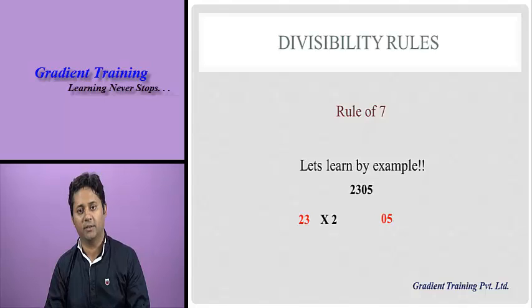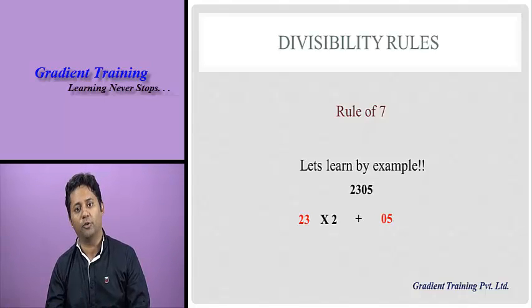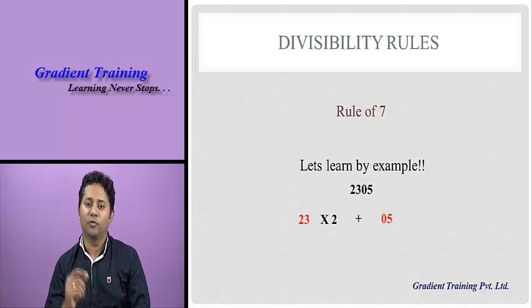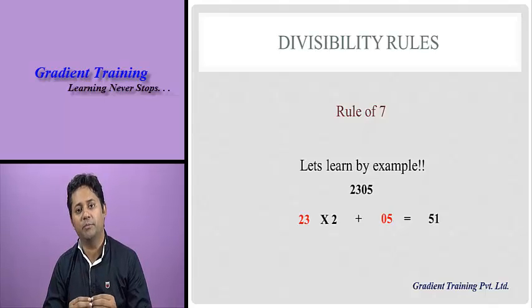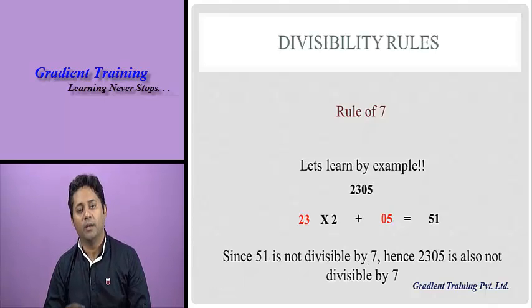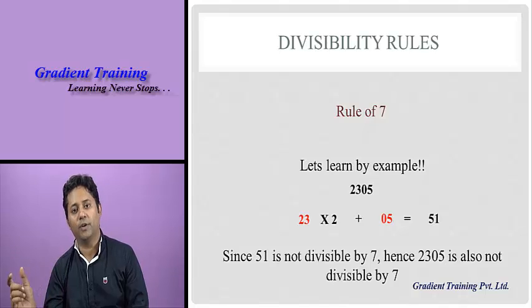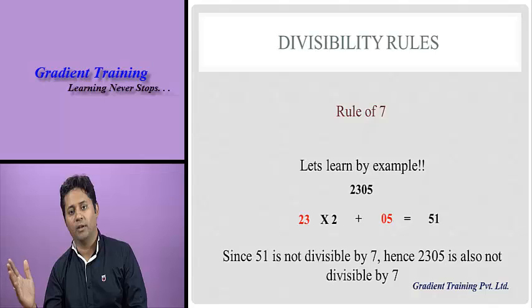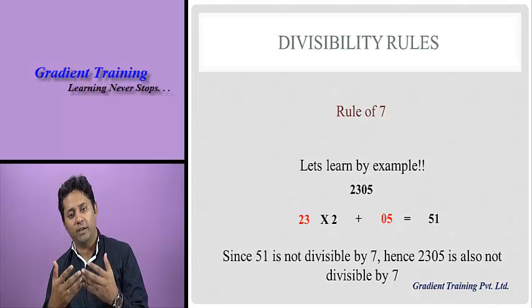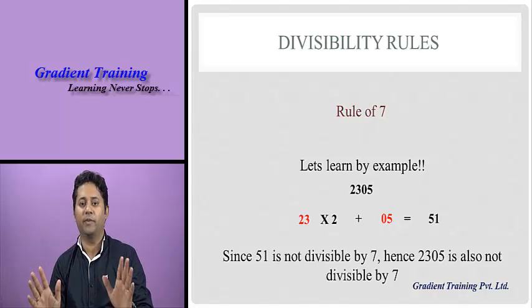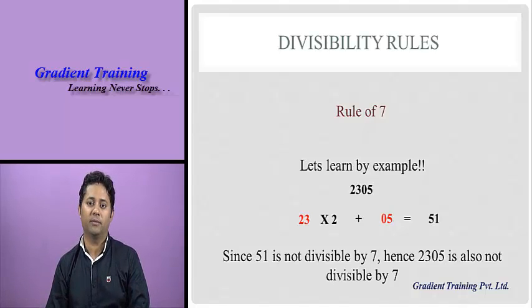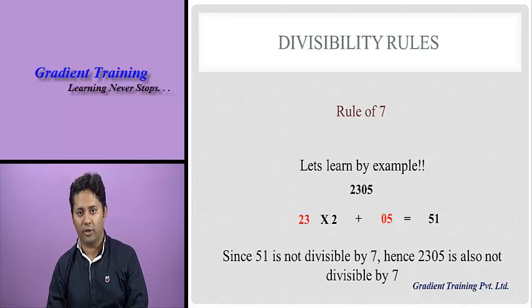Make it 46 and add it to the first group, 05. So 46 plus 05 is 51. And now check whether this summation is divisible by 7 or not. In our example 2305, the groups are 23 and 05. You multiply 23 by 2, make it 46 and add it to 05. The result is 51. 51 is not divisible by 7. So 2305 is also not divisible by 7.